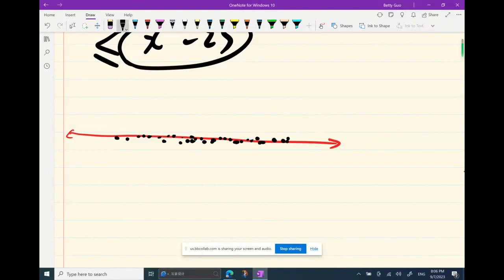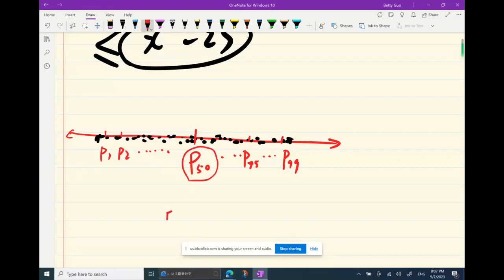Some of them are bigger than the others, right? They are all here. This is the minimum, this is the maximum. We are going to use P1 all the way to P99 to equally divide those values into 100 subgroups. So this is going to be P50. This is going to be P1 and P2 and so on. This is going to be, let's say, P75, and this is P99. What does that mean? Let's say P sub 50, the 50th percentile.